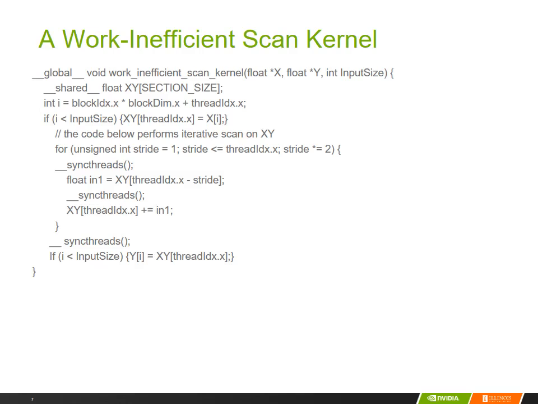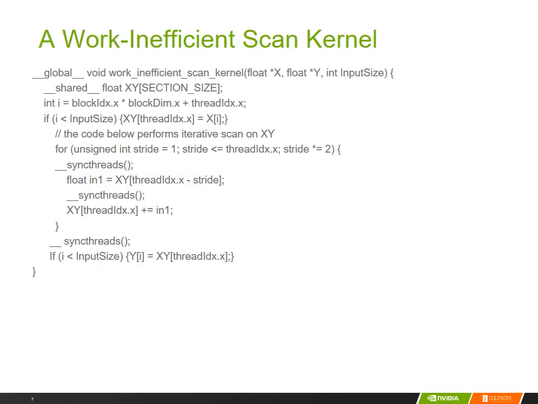And then we enter the reduction tree loop, where we start with stride 1. This is the first iteration, where all the threads will be adding the XY value in its position with the XY value that is one element away. And we need to first do a barrier synchronization to make sure that all the inputs are in place.